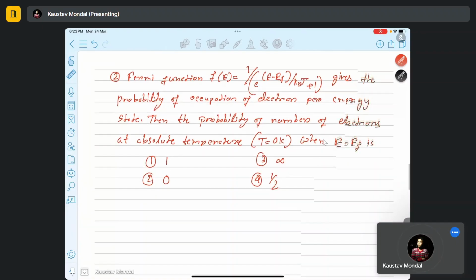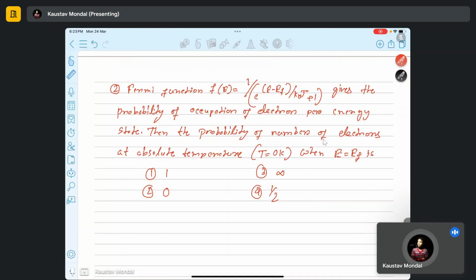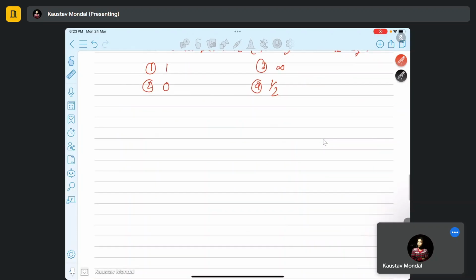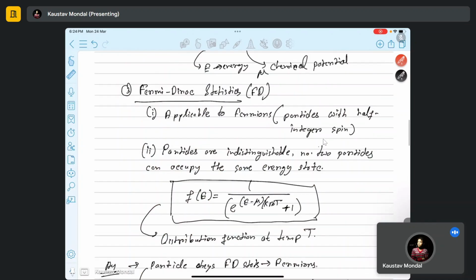So the question is, that means the Fermi function. Electrons are basically fermions, that's why it's always the Fermi function. The Fermi function gives the probability of occupation of an electron per energy state, and if the formula is given, now I have to calculate the probability of electrons at an absolute temperature T equal to 0 Kelvin when E equal to E_F. Okay.